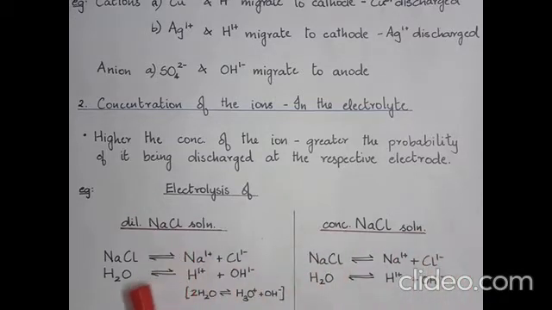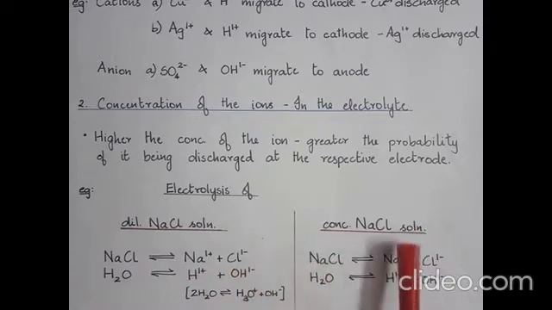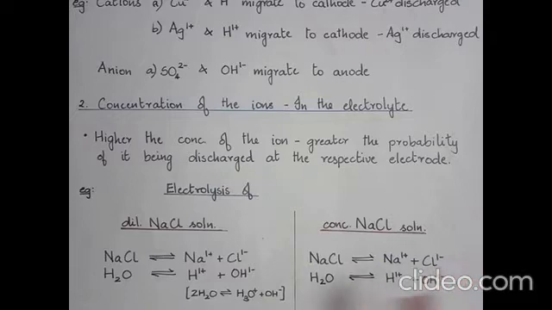Sodium chloride, when it dissociates in aqueous solution, gives Na plus and Cl minus ions. And the same thing with concentrated, it dissociates to give Na plus and Cl minus ions. And water dissociates to give H plus and OH minus ions. This is also the same in the case of concentrated NaCl, H plus and OH minus ions. The H plus ion combines with water to form hydronium ion.